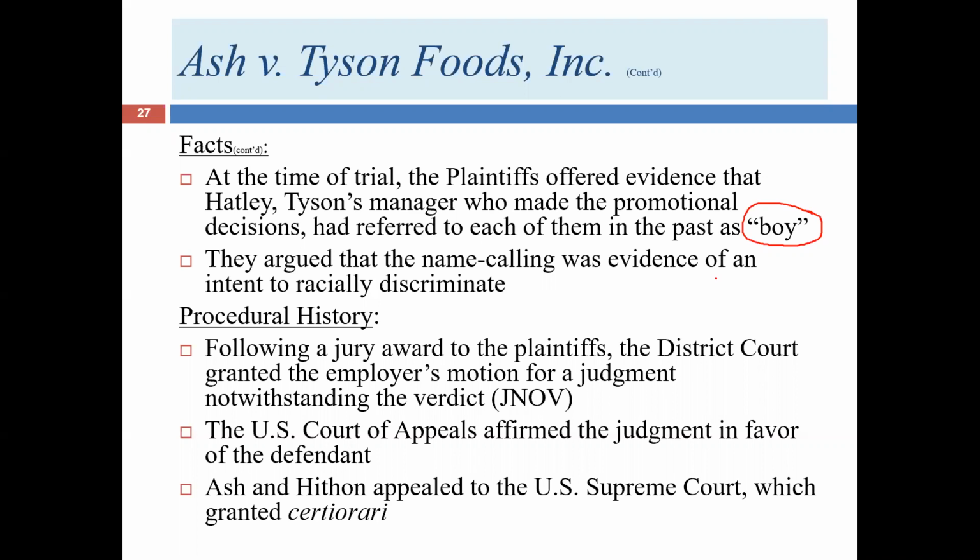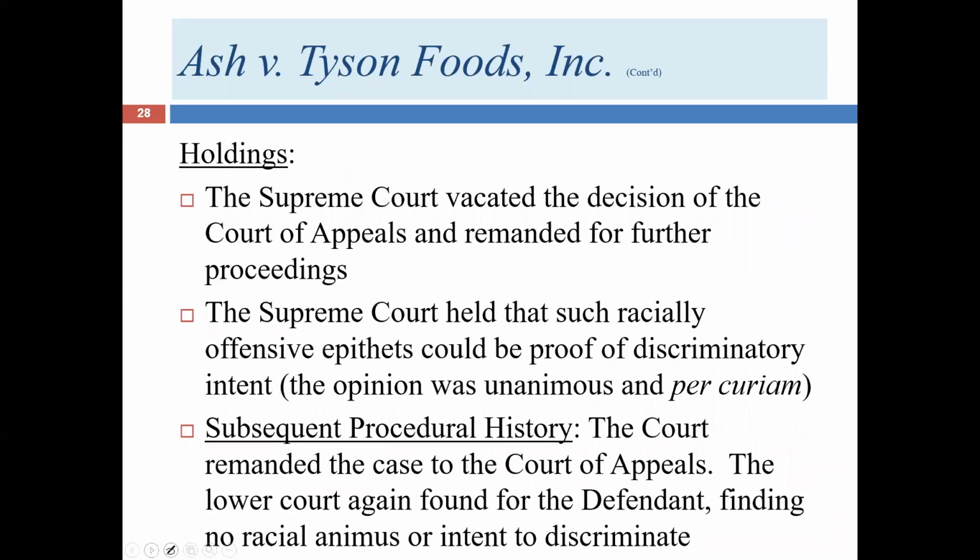So it ultimately went up to the U.S. Supreme Court, and the U.S. Supreme Court's job was to say, well, is there enough? And the U.S. Supreme Court said, yep, racially offensive epithets like boy could be proof of discriminatory intent. And so the case went back down to the trial court.